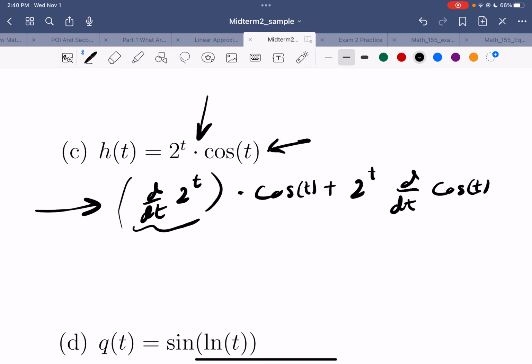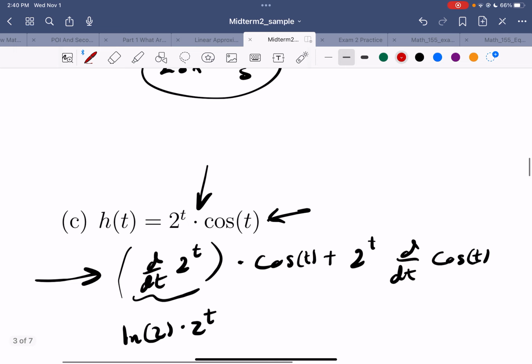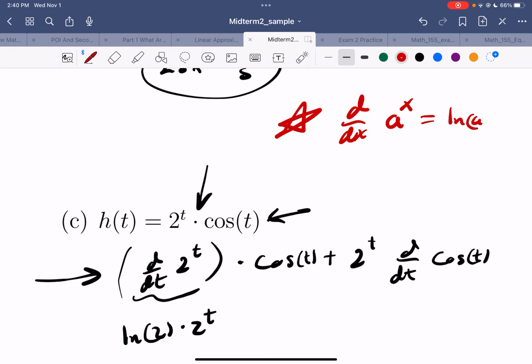Maybe you get tricked here. Maybe you don't know what this derivative is. Well, it turns out it's the natural log of 2 times 2t. And so, all right, let's put down a little star. Something that maybe we should remember is if you want to take the derivative of some number to the power x, it's equal to the natural log of that number times the original function, a to the power x.